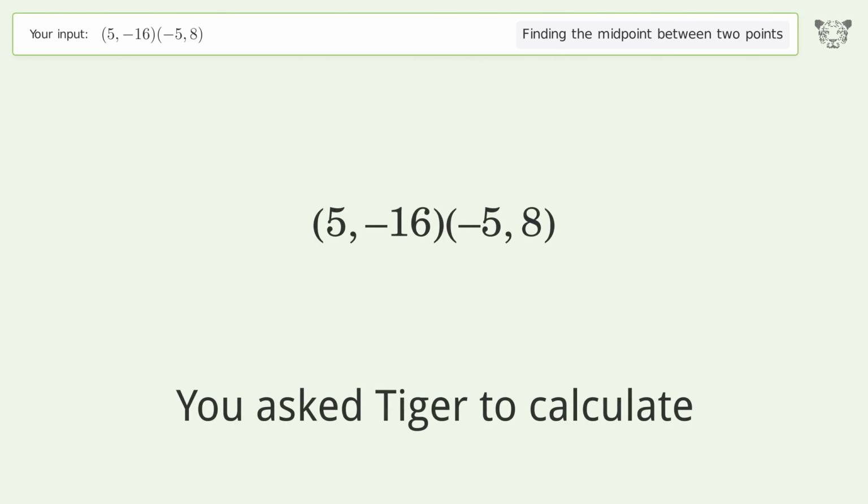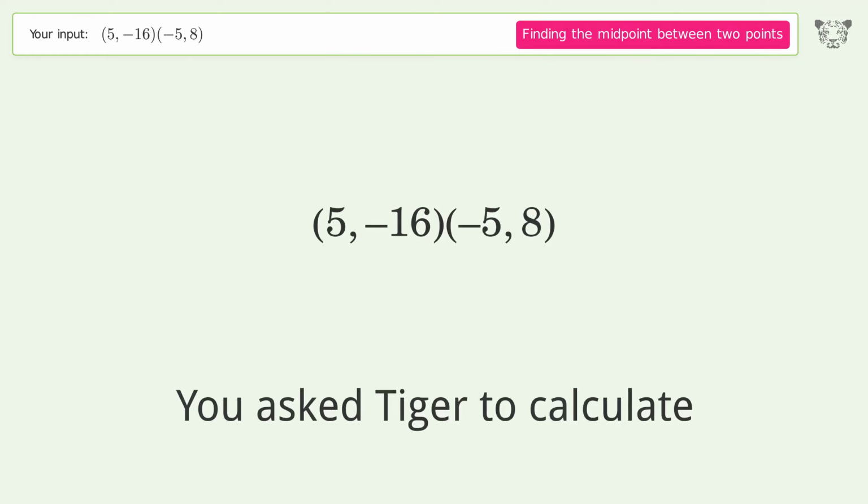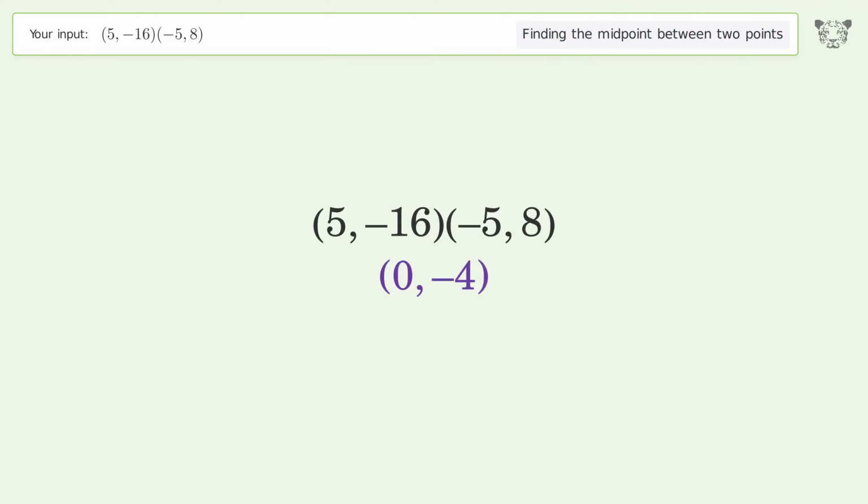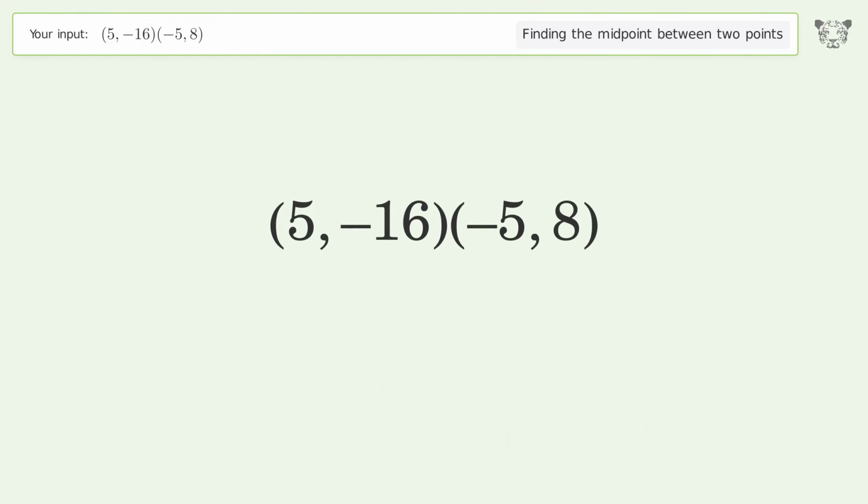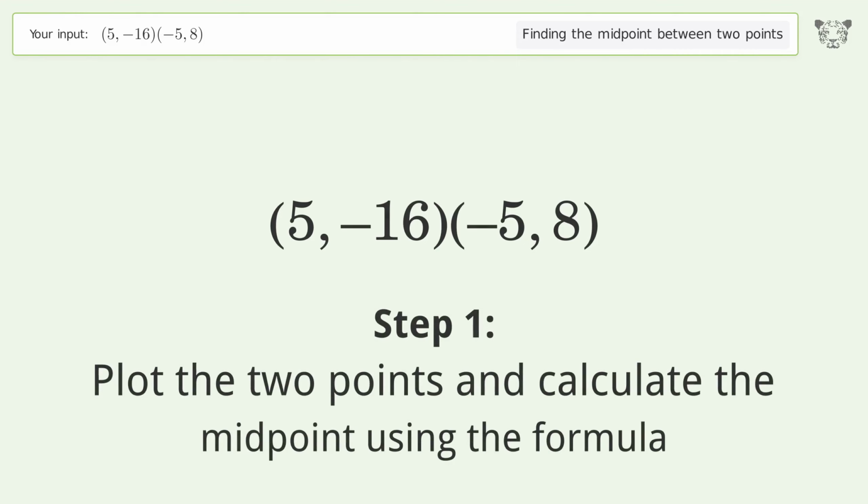You ask Tiger to calculate. This deals with finding the midpoint between 2 points. The midpoint between the 2 points is 0, -4. Let's solve it step by step. Plot the 2 points and calculate the midpoint using the formula.